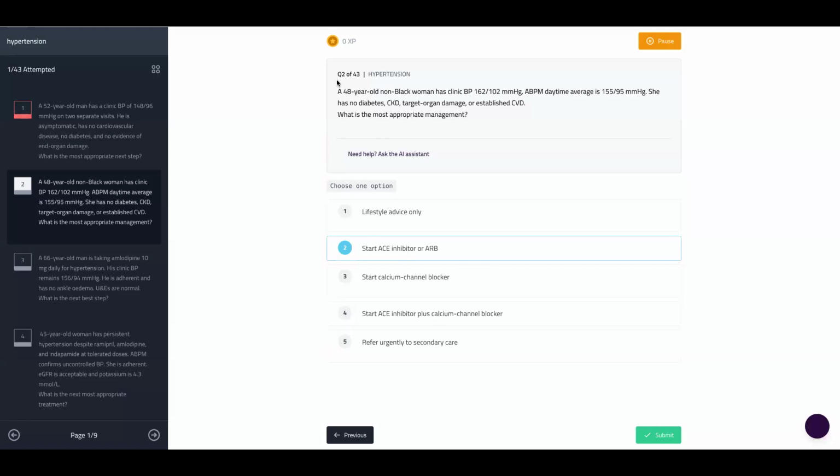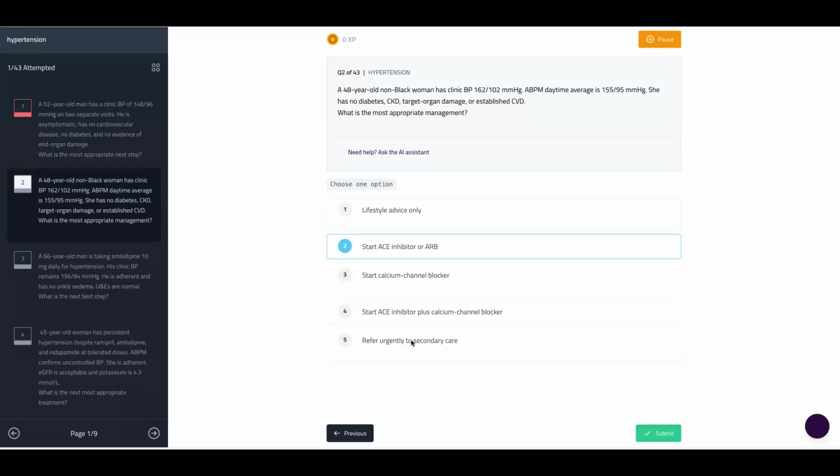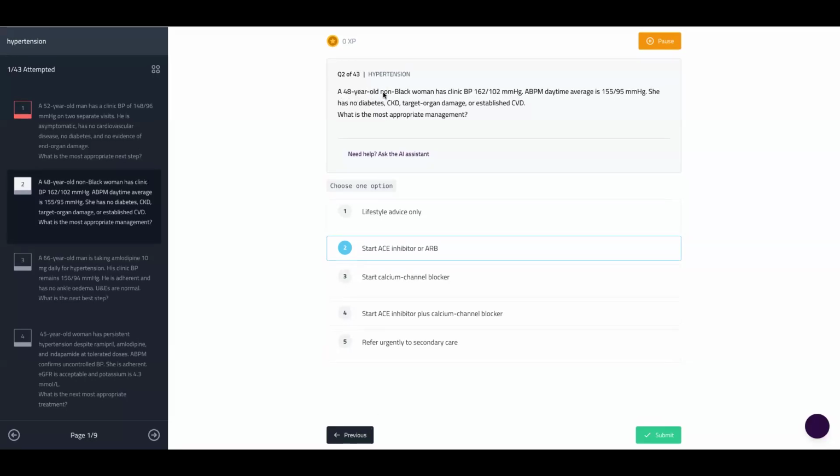Why? Because she is below 55. She is already diagnosed with hypertension, this is stage 2. But she is below 55 and white. If she were above 55, calcium channel blocker. If she were black, calcium channel blocker.